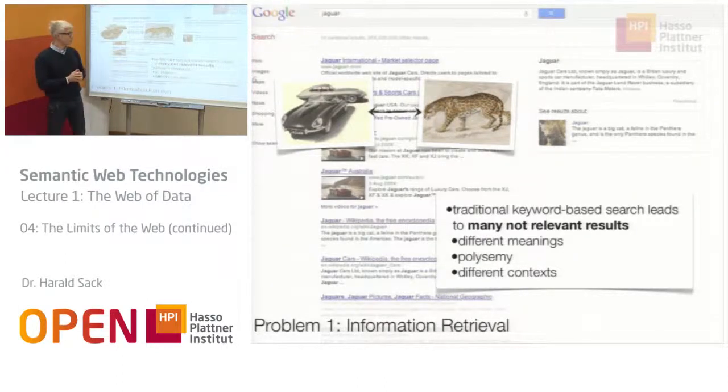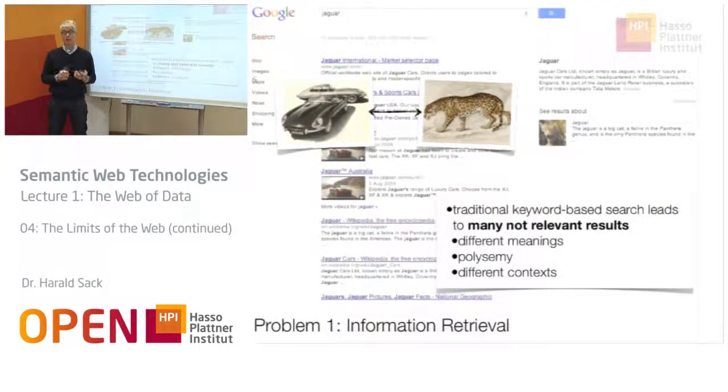So traditional keyword-based search leads to many not relevant results when you have in mind, for example, Jaguar the car, and you also receive additional results for Jaguar the cat. This fact is called polysemy. And also, if you have this information in different contexts, it can again represent different meanings. And this is not available for the search engine in traditional keyword-based information retrieval. So this is one of the problems that arises.